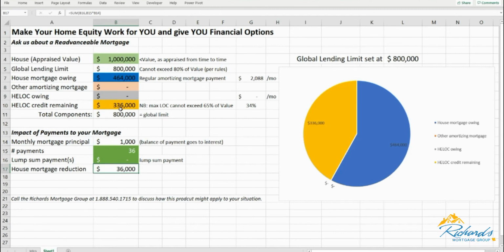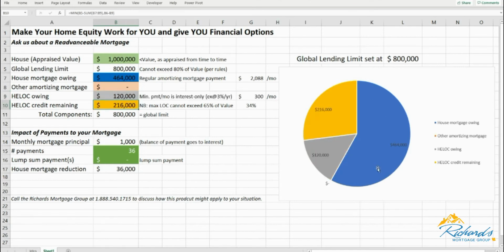So let's look at why this re-advanceable mortgage is such a great product. Let's look at a couple of scenarios where you have the opportunity to make some sort of investment. Let's say you need $120,000 for a business expense or something. You simply walk over to the bank and you withdraw $120,000 on your line of credit. Let's watch what happens when we do that.